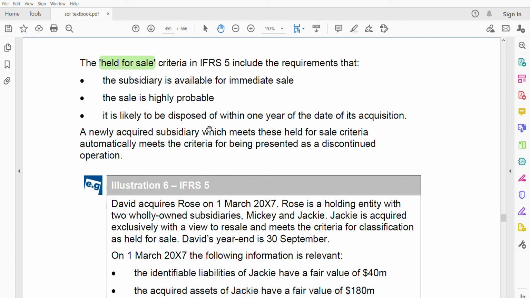A newly acquired subsidiary which meets this held for sale criteria automatically meets the criteria for being presented as a discontinued operation.